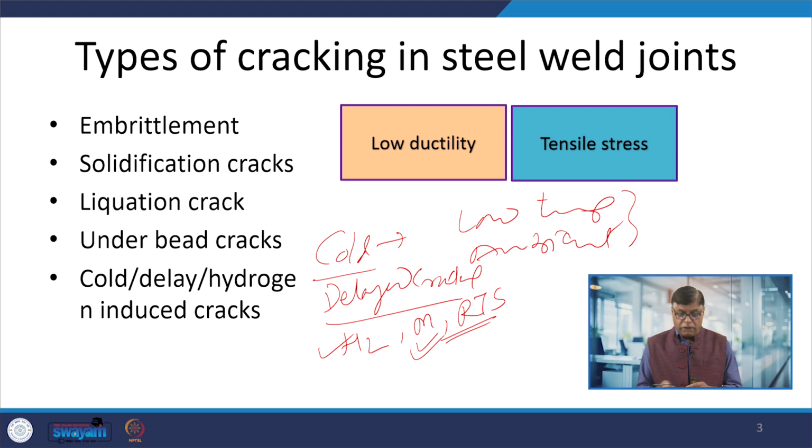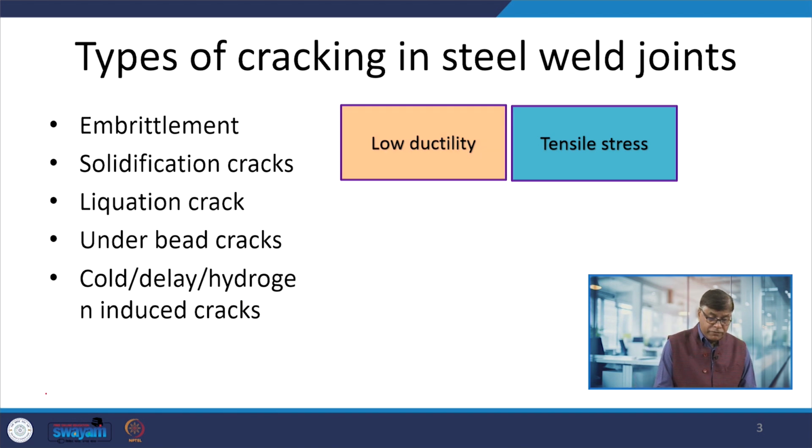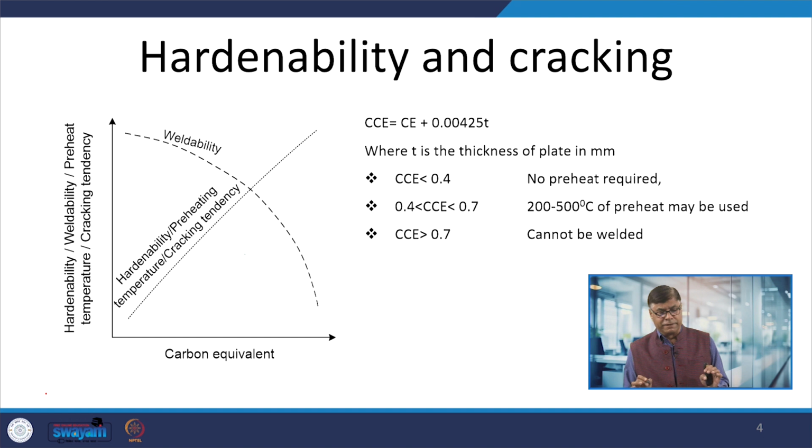The presence of hydrogen, high hardness martensitic phases and tensile stresses: a combination of these three factors is needed for the development of cold cracks, delayed cracks or hydrogen induced cracks. Since this is caused by the presence of hydrogen, it is also termed hydrogen induced crack or hydrogen assisted crack. So, in this presentation we will primarily focus on the hydrogen assisted crack, apart from the cracks happening due to embrittlement.